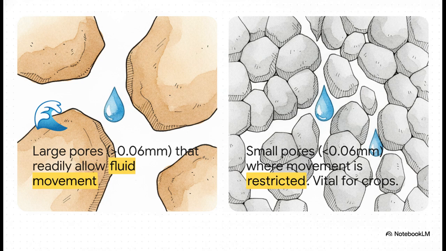We classify soil pores into two main types, separated by a threshold of 0.06 millimeters. Macropores are the large ones, greater than 0.06 millimeters, that allow air and water to move really readily.